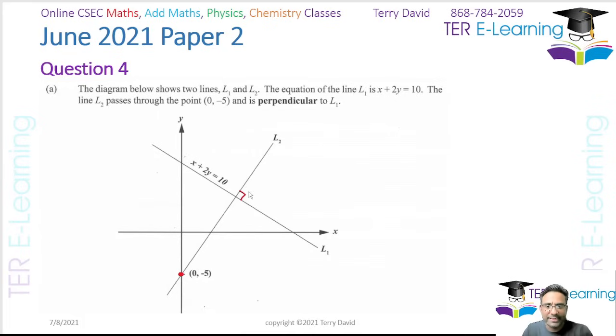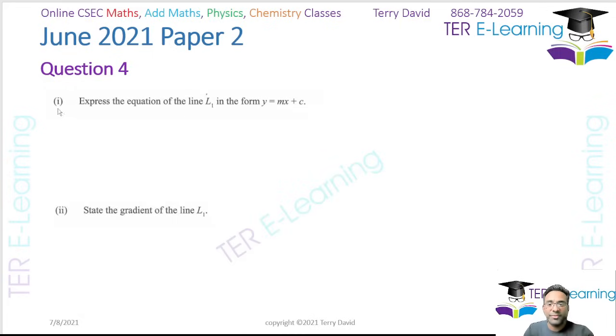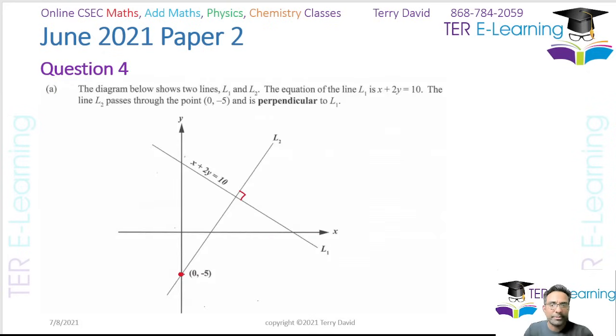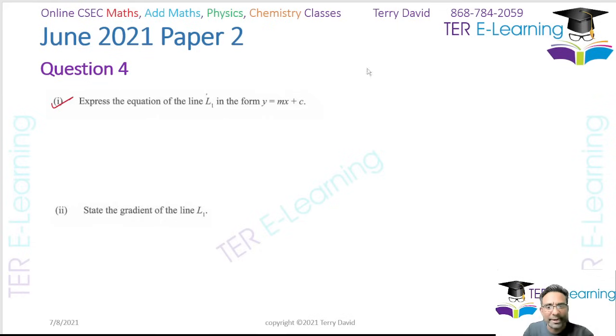What that means is that because the two lines are perpendicular, they cut each other at 90 degrees, right? Now let's see what they want for the first part. In part 1, express the equation of the line L1 in the form y equals mx plus c. So let's go back. What is the equation? x plus 2y equals 10. So my equation is this: x plus 2y is equal to 10. And they want us to write it in the form y equals mx plus c.